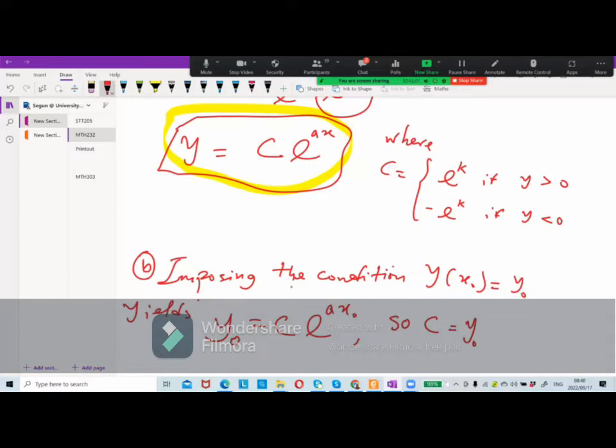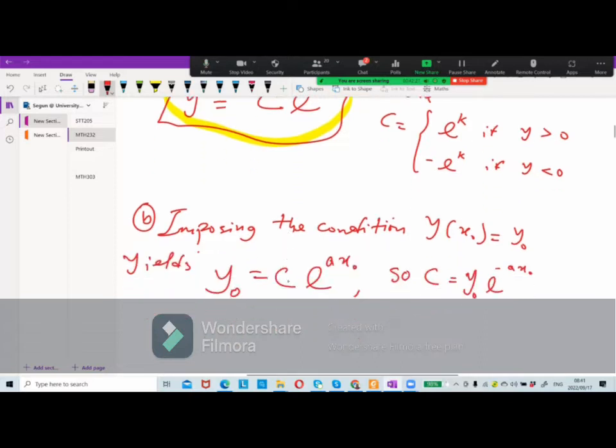So my c will now equal y naught exponential negative a x naught. So don't forget that. If I'm trying to substitute them, what will I gain? So let's go ahead and substitute. Now that we know that our c is equal to this, how do I go about it?